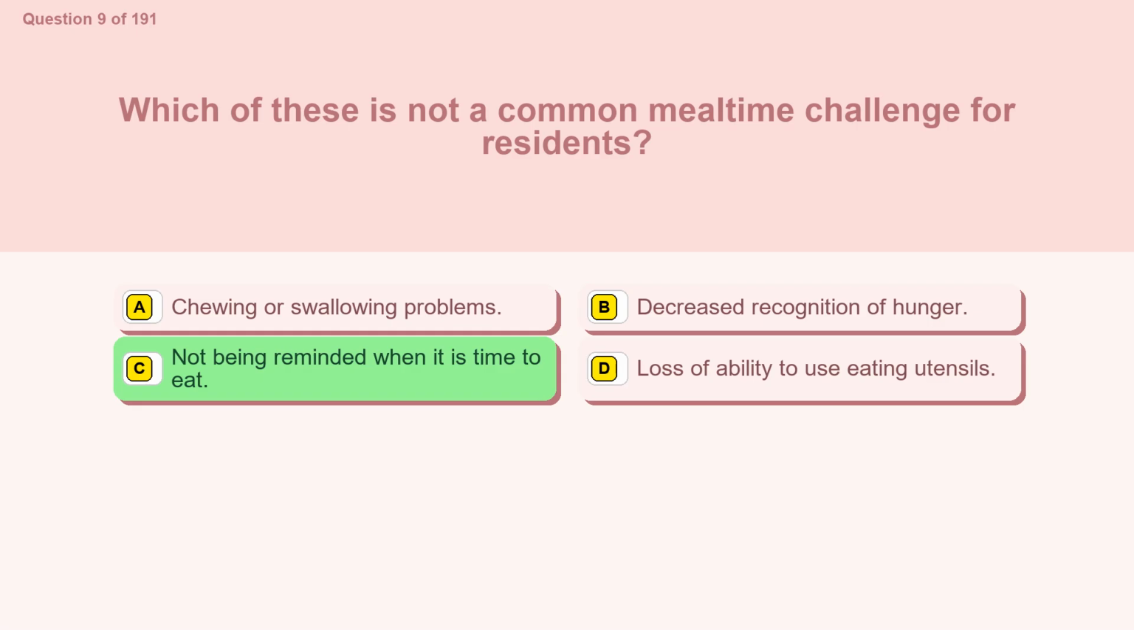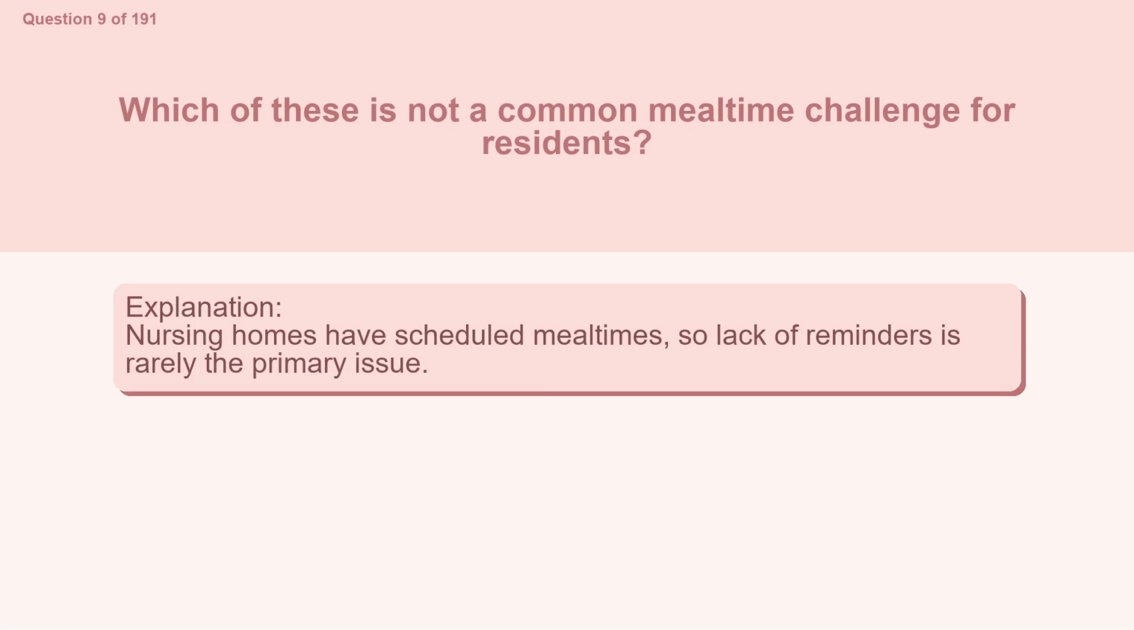The correct answer is option C. Not being reminded when it is time to eat. Nursing homes have scheduled mealtimes, so lack of reminders is rarely the primary issue.